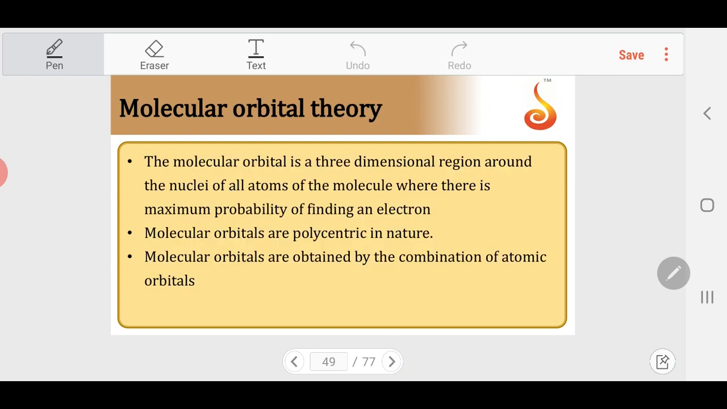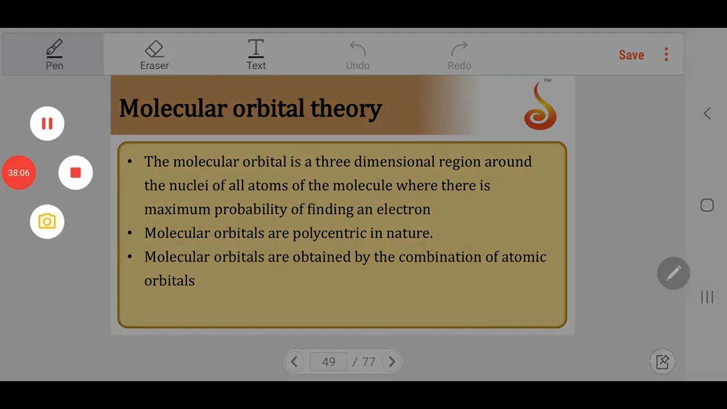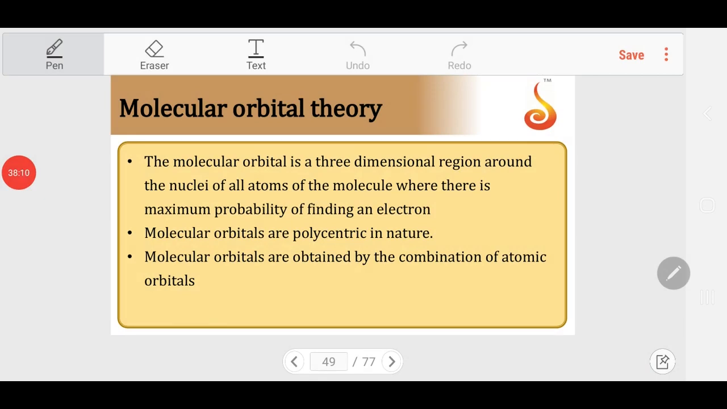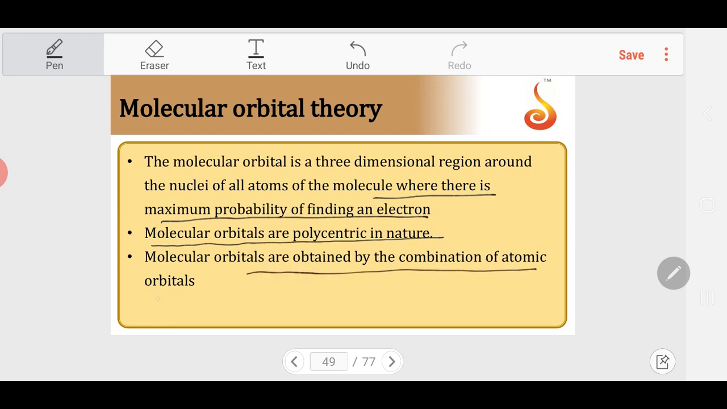Moving to molecular orbital theory. A molecular orbital is a three-dimensional region around the nuclei of all the atoms of a molecule where there is maximum probability of finding an electron. These molecular orbitals are controlled by all the nuclei of all the atoms, so it is polycentric in nature. And how are these molecular orbitals formed? These are formed by the combination of atomic orbitals.